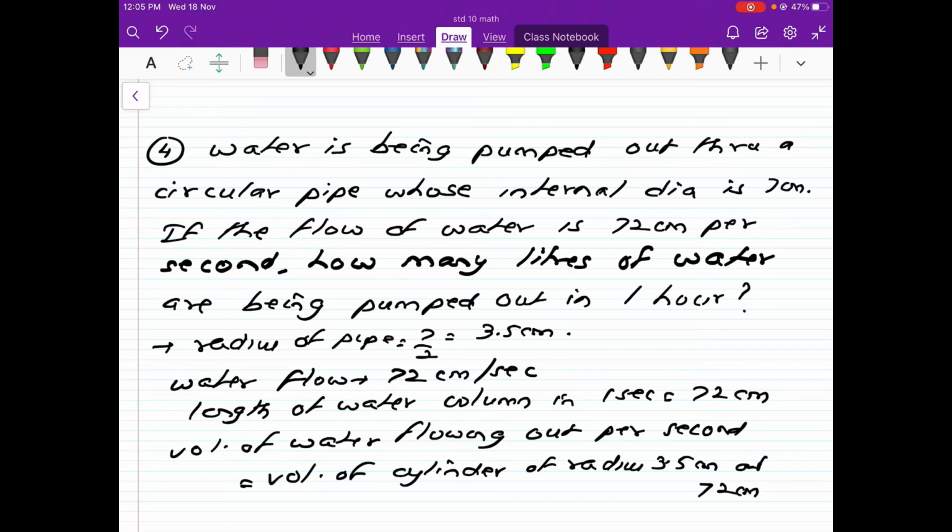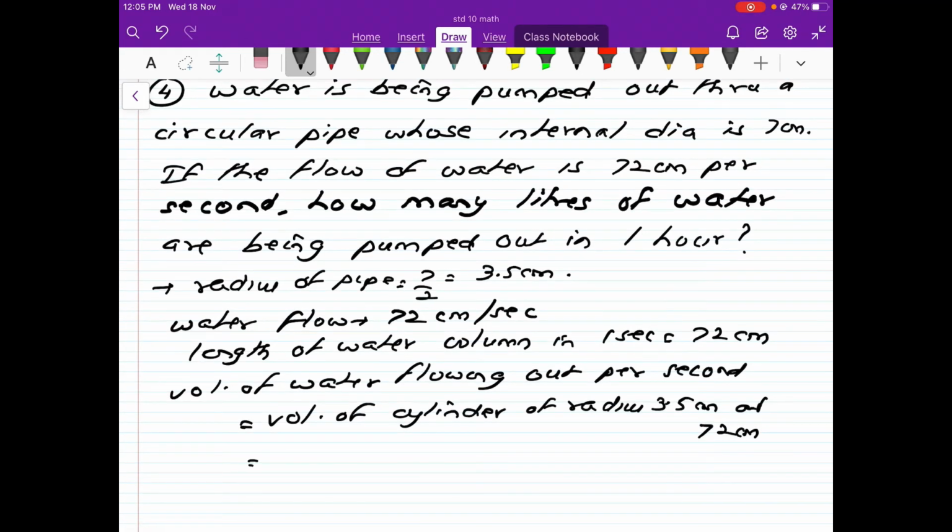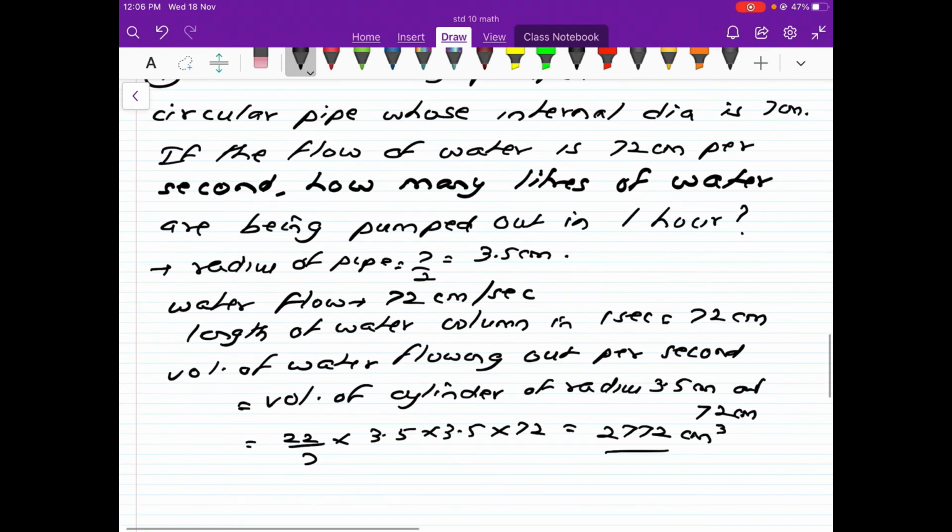So we can find the volume of the cylinder by πr²h. Now this is given by 22 by 7 into r square into h. So here we are getting this as 2772 centimeter cube. So now this is per second.